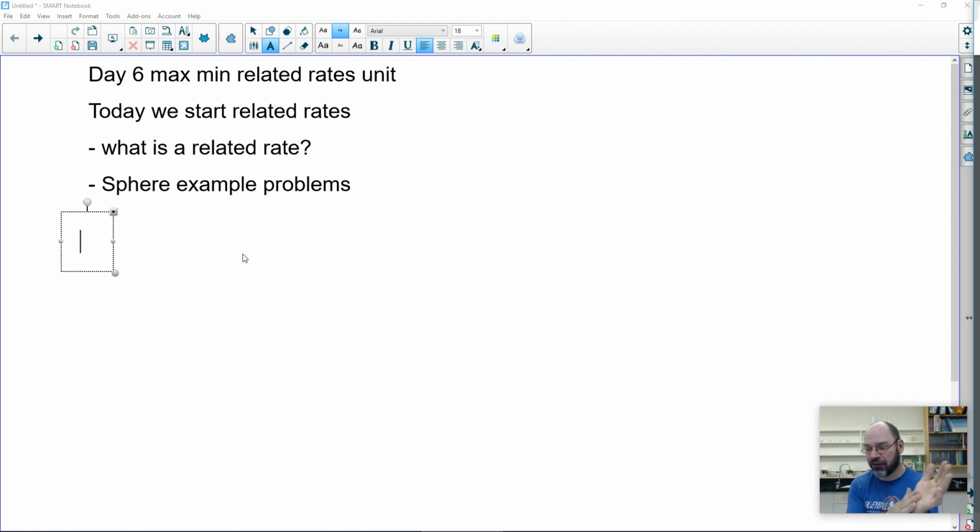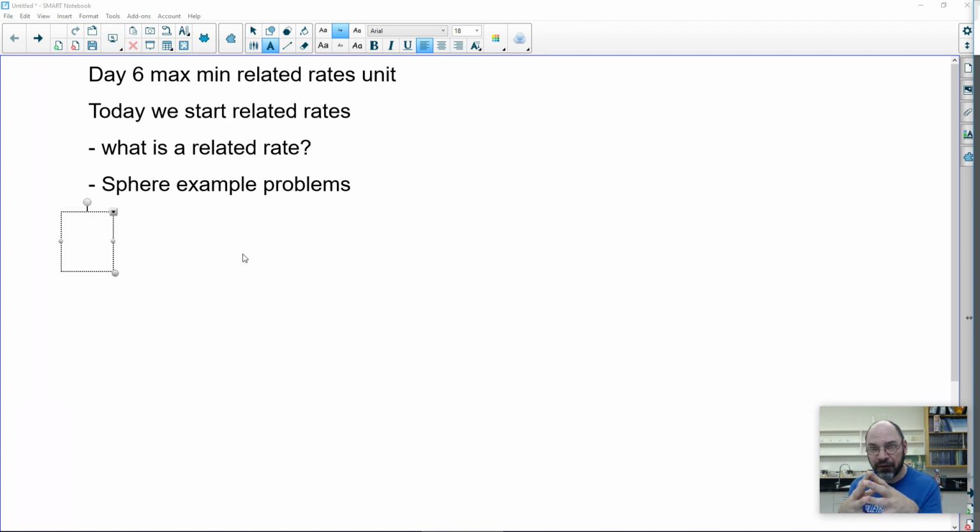So the max-min stuff that we did the first 5 days of this unit is basically finished now. Now we get into the second part of the unit, which is related rates. What is a related rate, as I will explain in a minute. And then we're going to look at spheres. So just explaining it verbally before I write anything down.